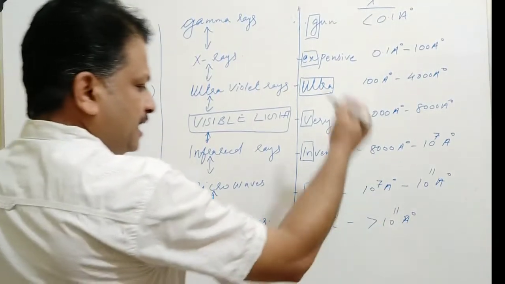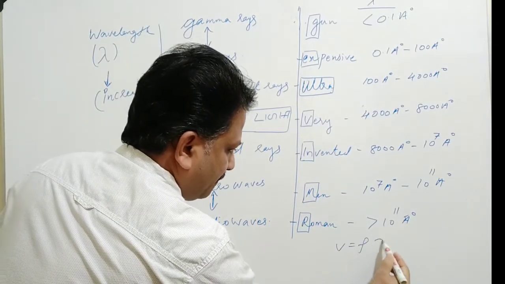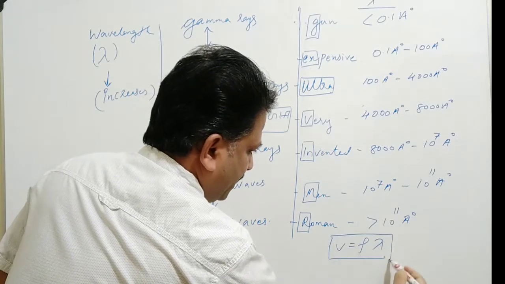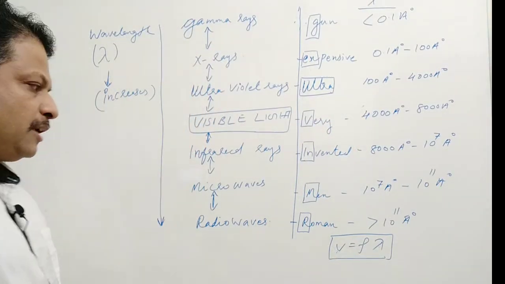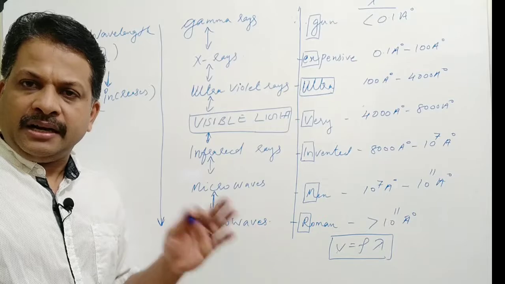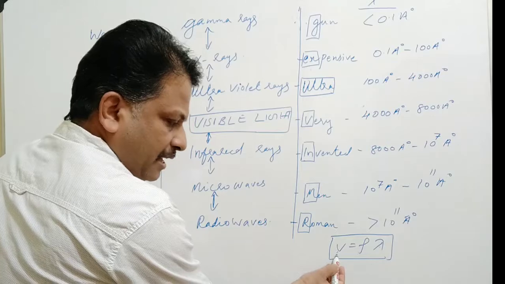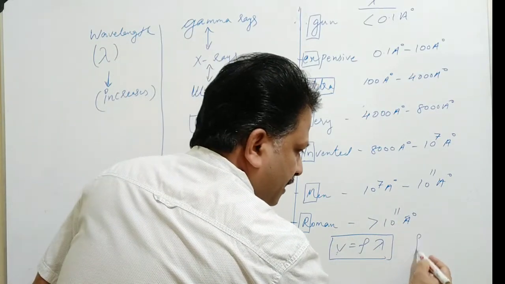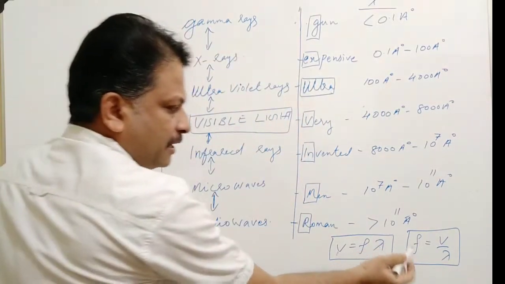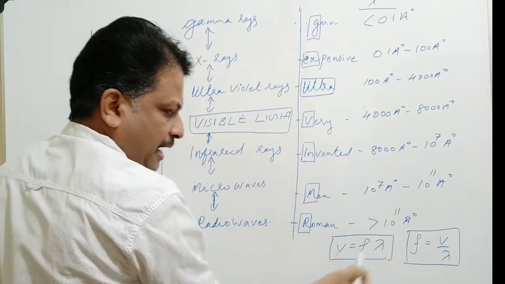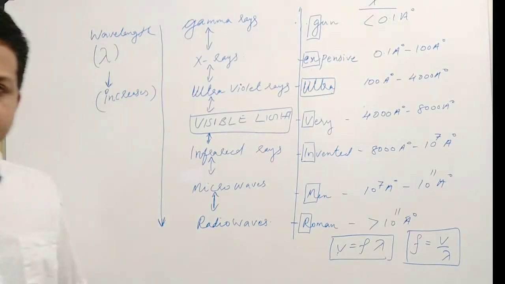Once you know the wavelength range, we can calculate the frequency from this, because we know that v is equal to f lambda. All of you know the relationship between speed of light, frequency and wavelength. For electromagnetic waves, the speed remains constant in air and vacuum, so they travel with the same speed as that of light, 3 into 10 to the power 8 meter per second. We can calculate the frequency f is equal to v by lambda. Clear? So we can calculate the frequency range once you remember the wavelength.